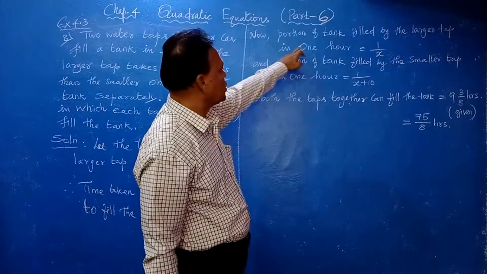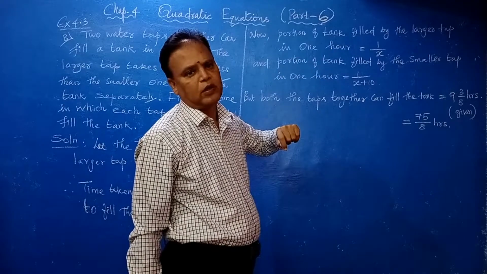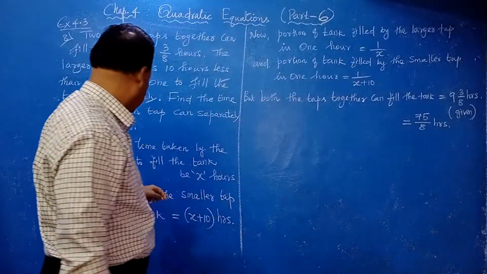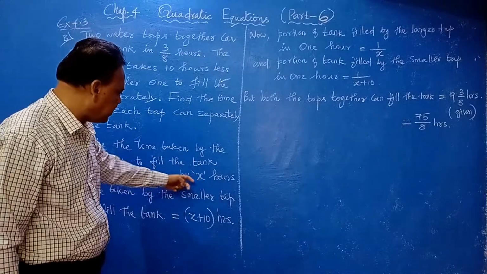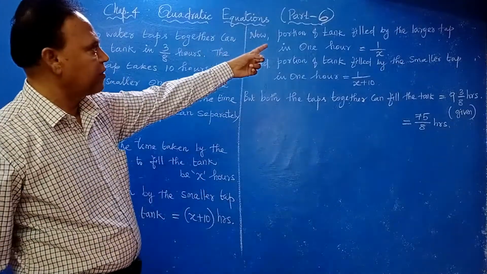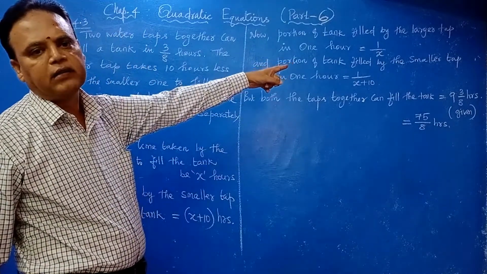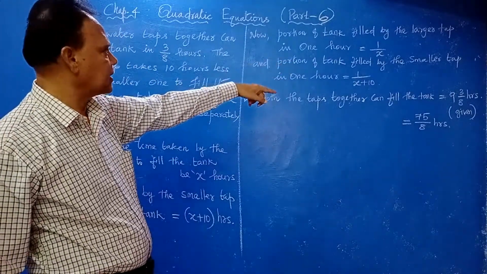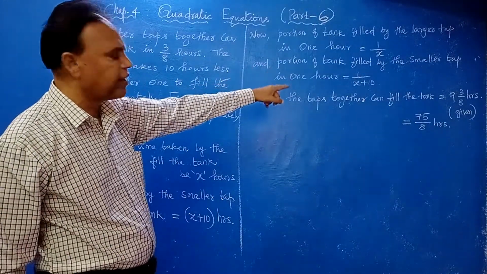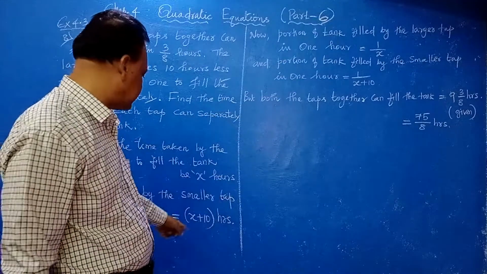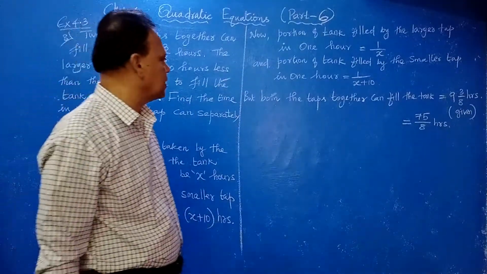So, portion of tank filled by the larger tap in 1 hour, you have to find it. Time taken by the larger tap to fill the tank is x hours, so in 1 hour it fills 1 by x. You have to divide by x. And portion of tank filled by the smaller tap in 1 hour is equal to 1 by x plus 10.